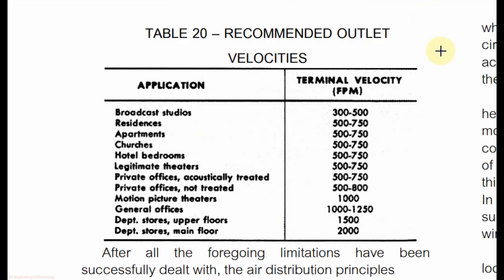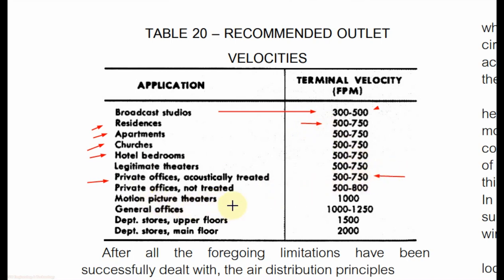This table is from the Carrier handbook. We can use it to select the neck velocities for grill and diffuser. For broadcast studio, we can have a neck velocity from 300 up to 500 fpm. For residence, apartment, churches, mosque, temple, hotel bedroom, private offices, we can have a neck velocity for the grill from 500 up to 750 fpm.